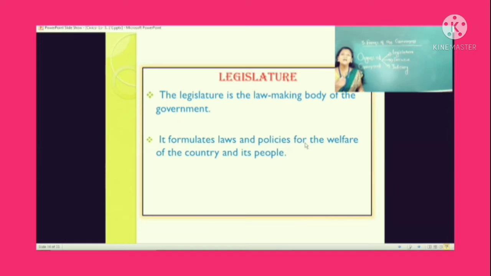It makes a law, and it also arranges different types of programs for the involvement of the people in the society. So this is a very important organ in the overall development of a country.